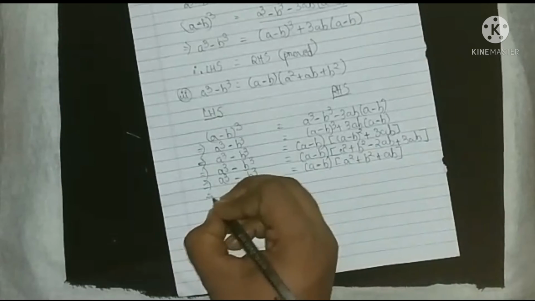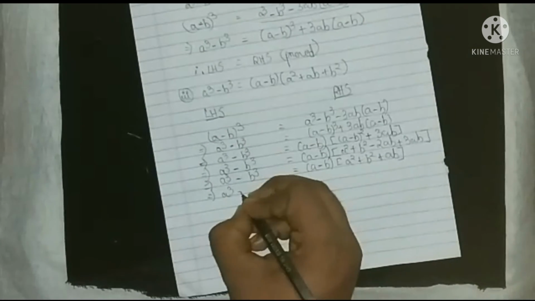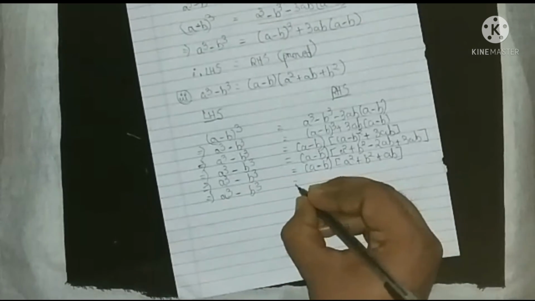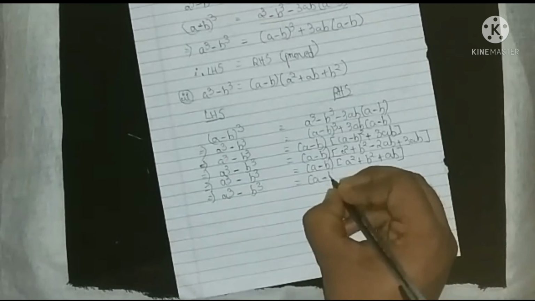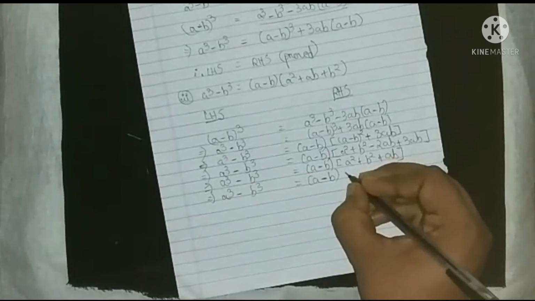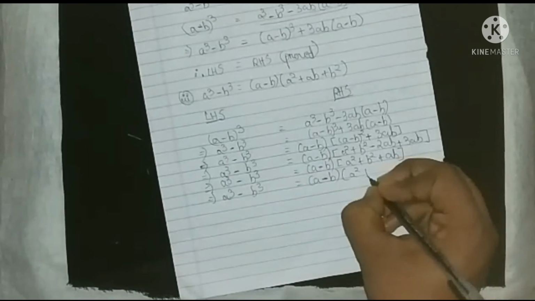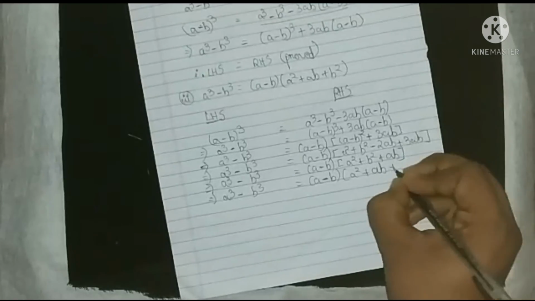We don't have to write 1ab. So a cube minus b cube, arranging the terms, we got (a minus b) whole into (a square plus ab plus b square).